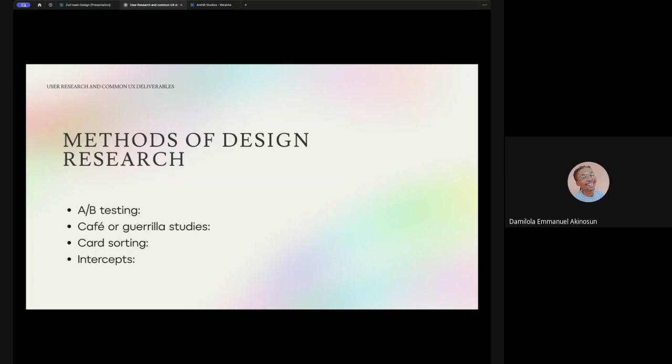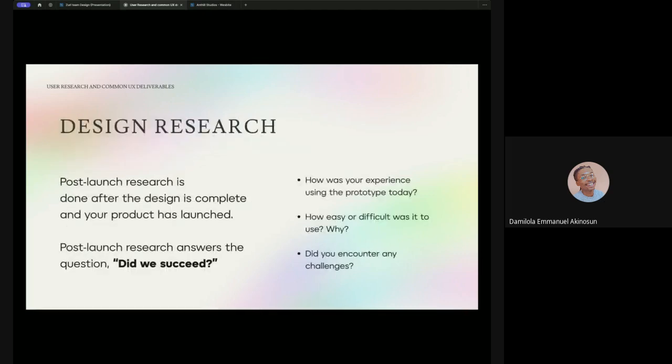Now, like I said, there are a lot of methods of user research. There are a whole lot. But these are the few that we're going to be talking about under the second type of user research, which is the design research. Now we're going to be moving on to the last one, which is the third one, and that's the post-launch research. Basically, post-launch research, as the name implies, is the research done after the design is complete and your product has launched. Right?